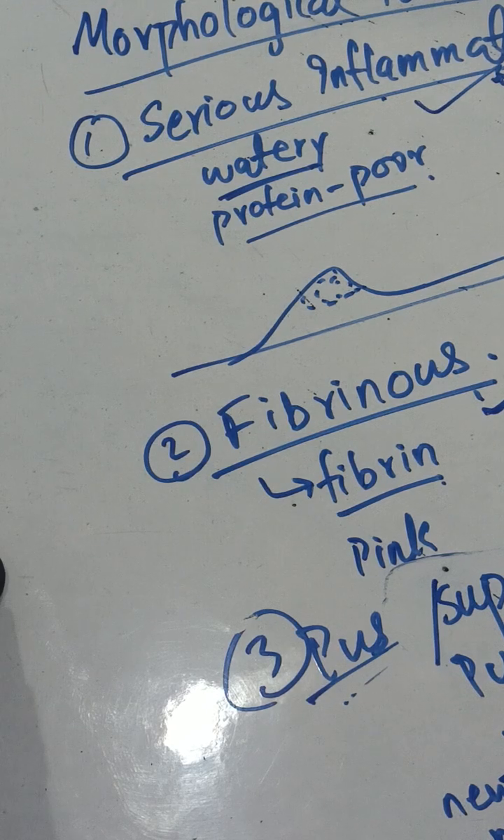And why are all of these things occurring here at the site of injury? Because it will appear pink, and there is leakage of fibrinogen. The third morphological appearance is pus formation, which is also called suppurative or purulent. In the pus you will see the neutrophils, some necrotic cells, and the fluid. At the center you have some necrotic cells which are surrounded by the fluid or the neutrophil cells.